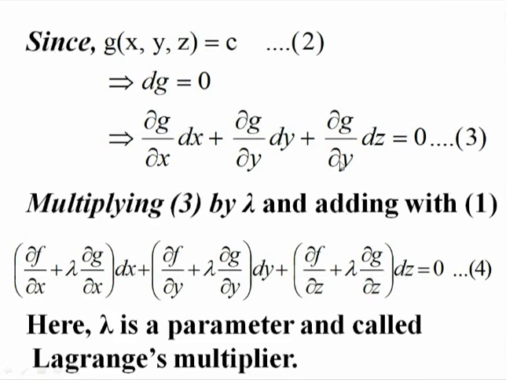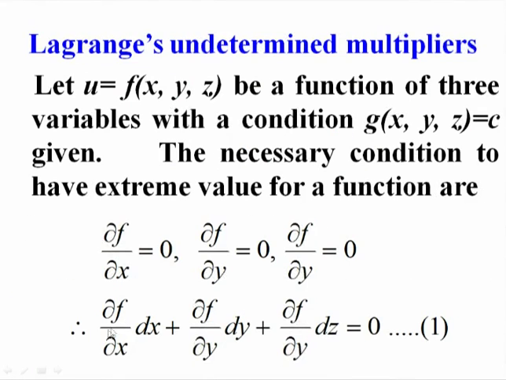∂g/∂z into dz is equal to 0. Okay, now we have dg equal to 0 and df is also 0. This is also a total differential. This is ∂f/∂z. So this is the total differential df, and dg is also 0.